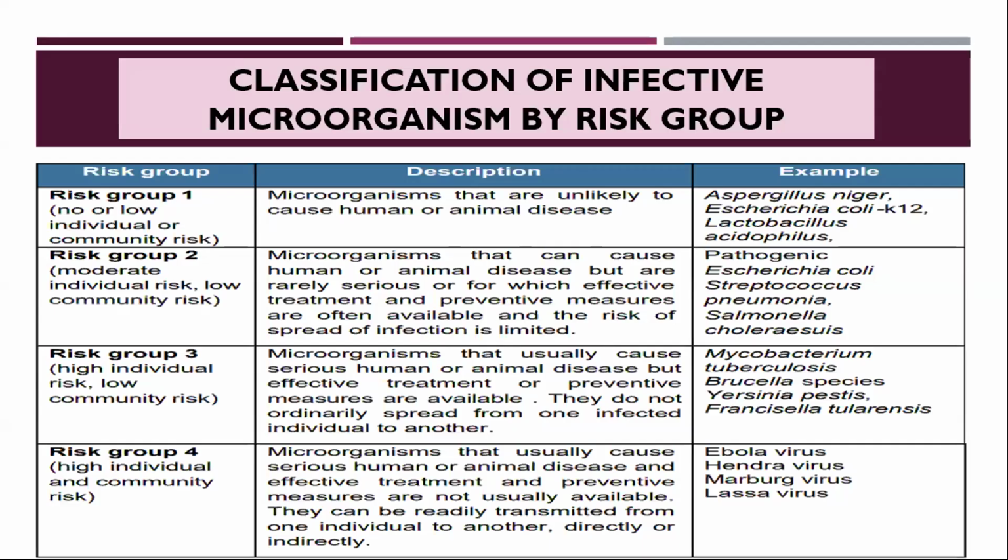Risk group 3. Mycobacterium tuberculosis comes in risk group 3. Those are the microorganisms that usually cause serious human or animal disease, but treatment or preventive measures are available, and they do not usually spread from one infected individual to another, but TB can spread from one infected individual to another. Risk group 4 is the very high level, mainly viruses like Ebola virus, Marburg virus, and Lassa virus. So these are the different risk groups.